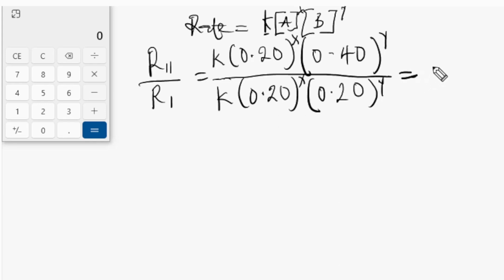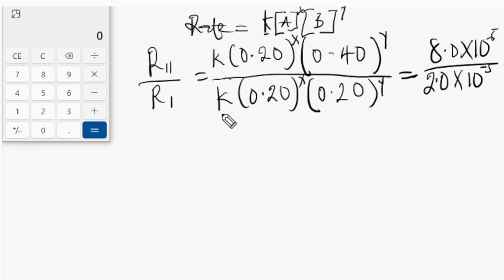So this will be equal to the quotient of their rates as well. Rate 2 is 8.0, or just 8 anyway, times 10 to the power of negative 5. Whereas rate 1 is 2.0, or just 2, times 10 to the power of negative 5.